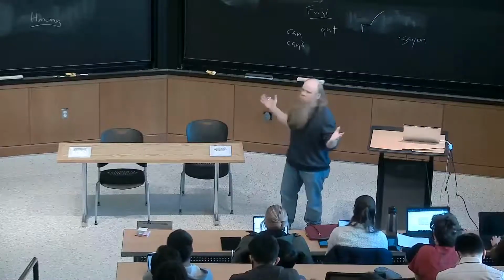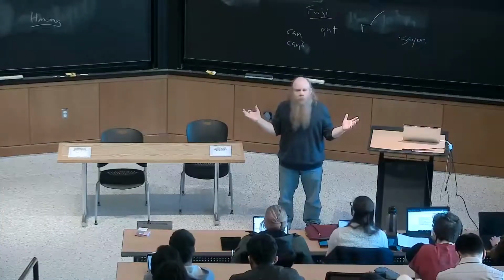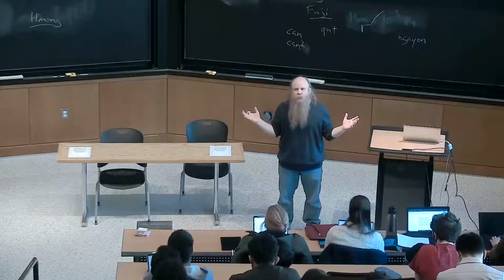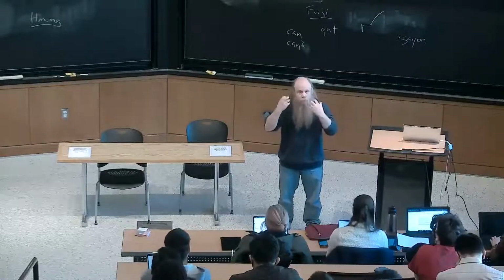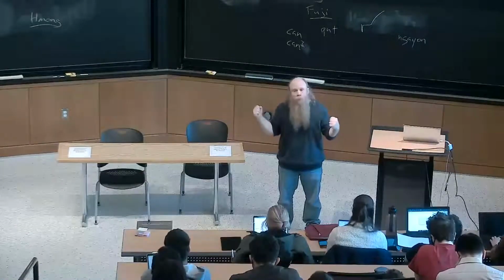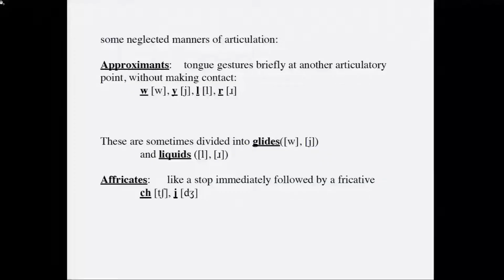So if you think about a W, let's say, in the middle of a word like away, that's not a stop, and it's not a fricative, and it's not a nasal. It's bilabial. You can feel your lips engaging as you make the W in the middle of away. It's a bilabial sound, but it's not a bilabial stop or a fricative. It is a bilabial approximant.